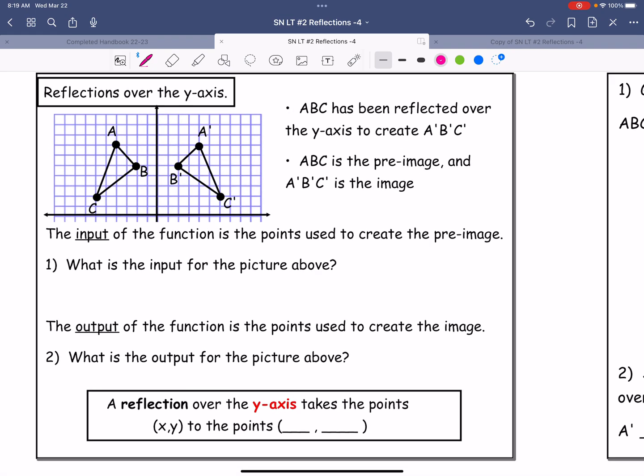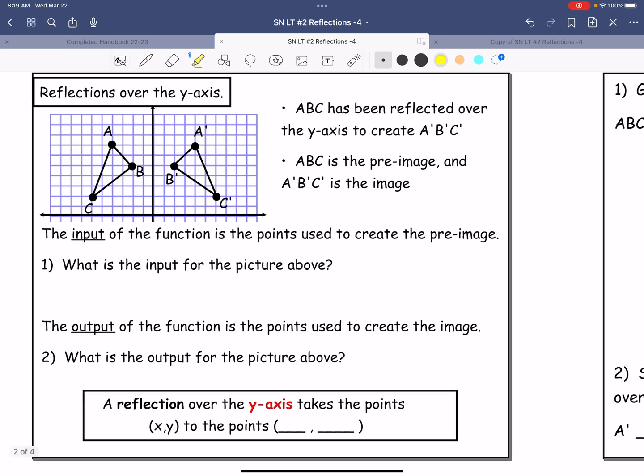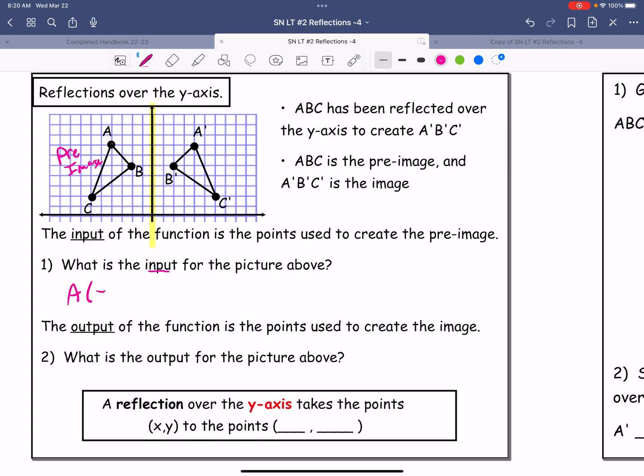Now we're going to reflect over the y-axis, and you know that the y-axis is this vertical axis here. So you can see that this figure is reflected over the y-axis. We got A mapping to A prime, B mapping to B prime, and so on. The input of this function is the original, the pre-image, without the primes. The points are located at A is at -4, 7. Write that down. B is at -2, 5. C is at -6, 2. The output is the image. The points for the output are A prime at 4, 7, B prime at 2, 5, and C prime at 6, 2.